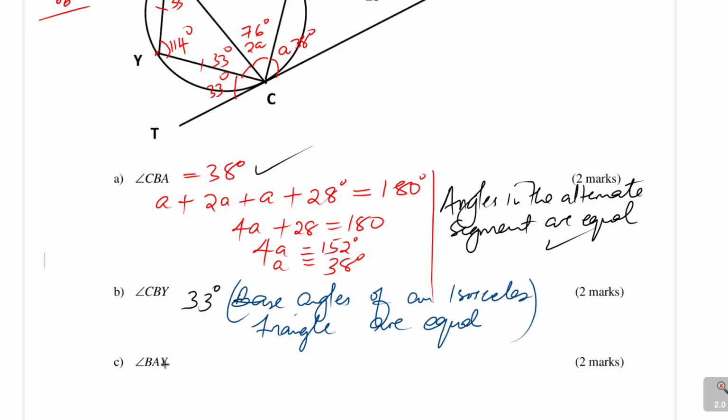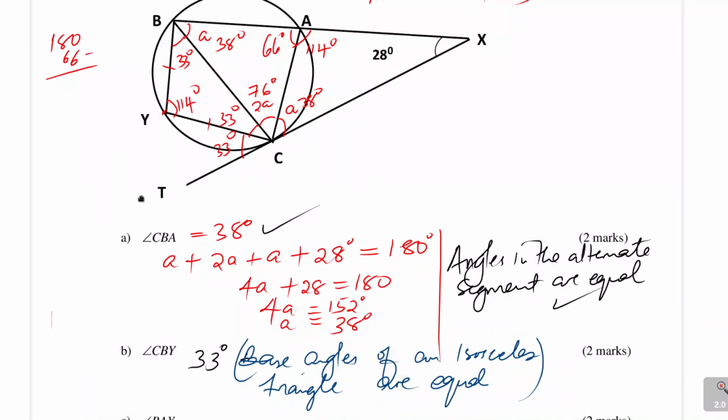Then the other angle is angle BAY. So BAY is the other one. So BAY.